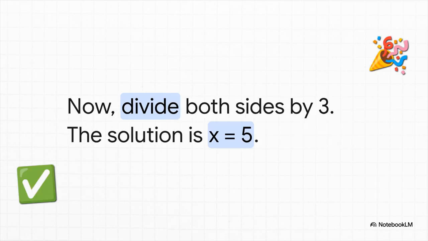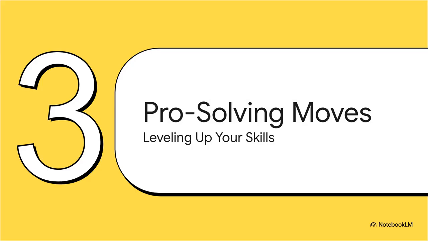We're so close. Now we have 3x = 15. That 3x just means 3 times x. So to undo that, we do the opposite of multiplying. We divide. We divide both sides by 3. On the left, that leaves us with just x. On the right, 15 divided by 3 is 5. And just like that, x = 5. Level 1, complete. Boom.